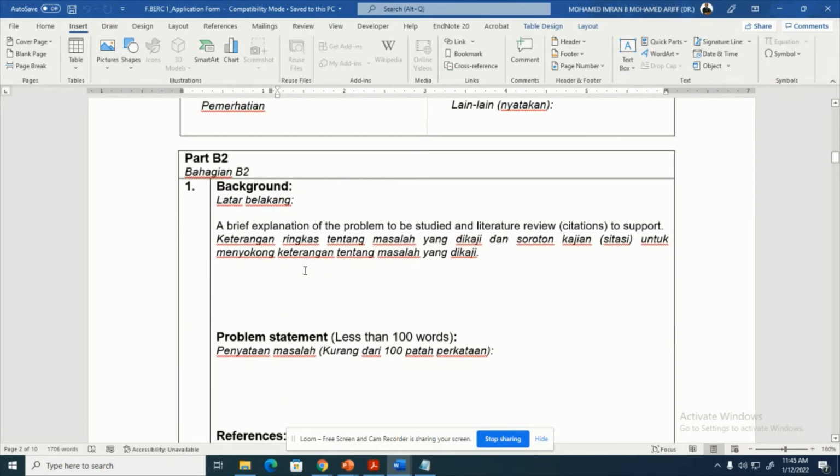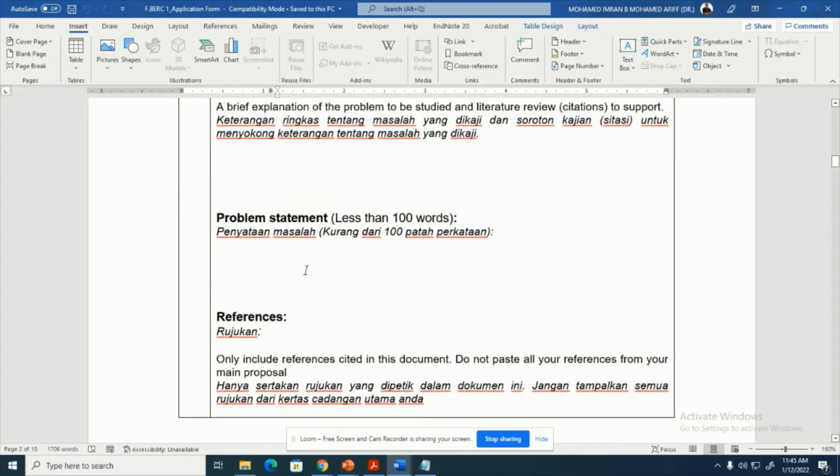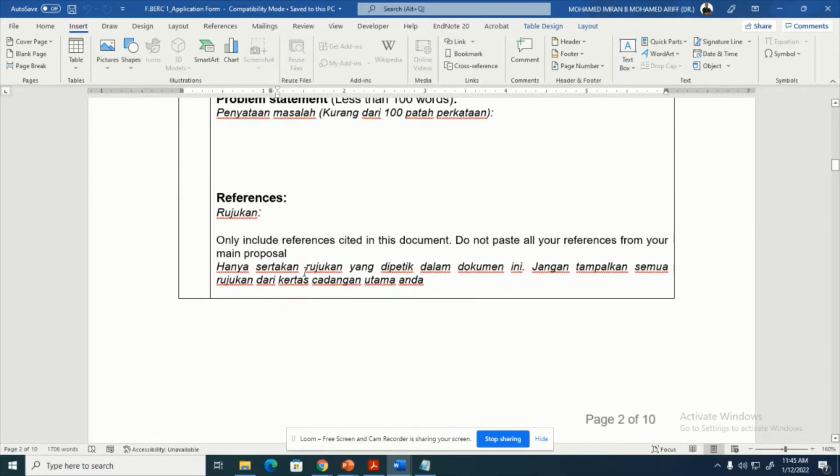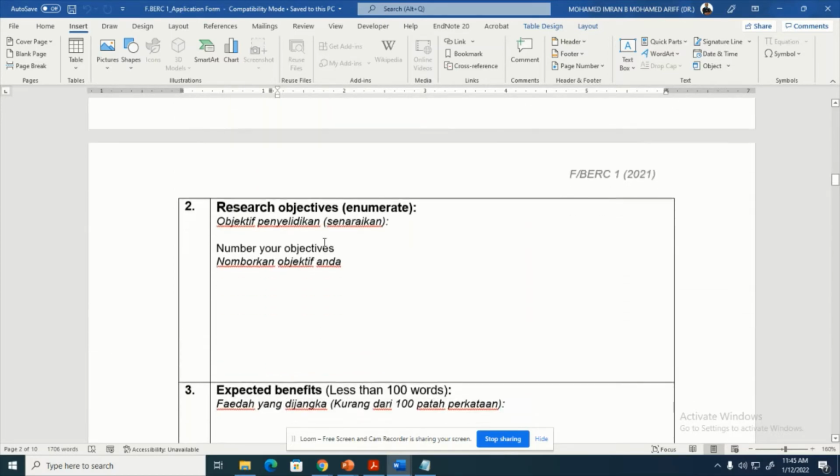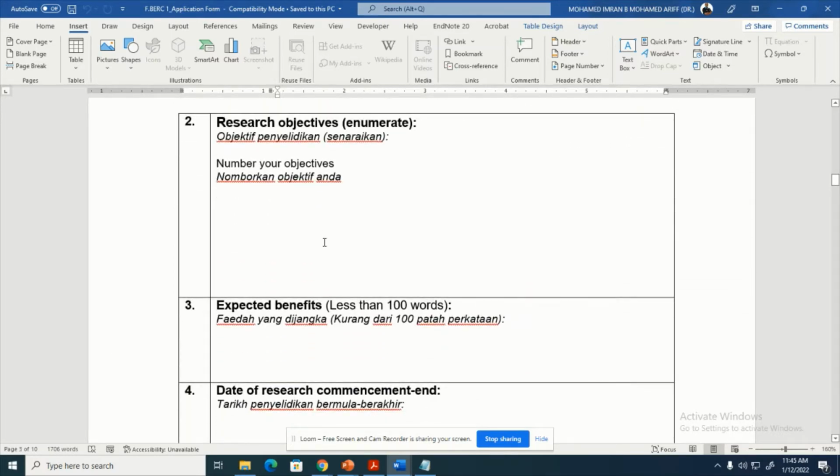Then part B, background, is quite simple and straightforward: from the student's proposal, the problem statement, and references. I've told the students to give at most maybe 4 of the most important references. However, if there are more than 4, supervisors may request more than 4. It's okay, no problem, but let's keep it to a maximum of maybe 10 most important references. The objective is straightforward from the proposal.